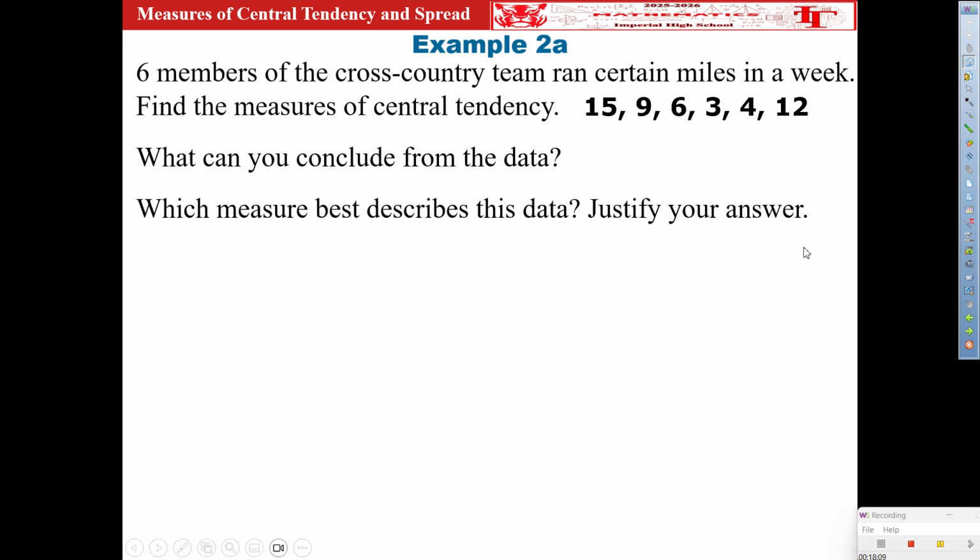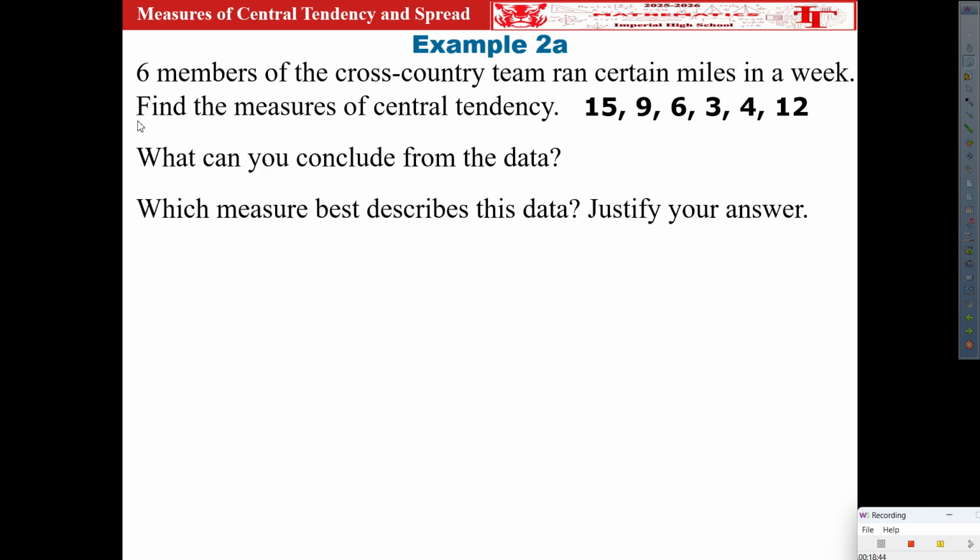You're going to have to turn the paper over and copy this one, please, completely. And it reads, example 2A, 6 members of the cross-country team ran certain miles in a week. Find the measures of central tendency. They give us 15, 9, 6, 3, 4, 12. What can you conclude from the data? Which measure best describes this data? Justify your answer. So copy that one completely, please, so you can copy the questions. I'll give you some time. Go.